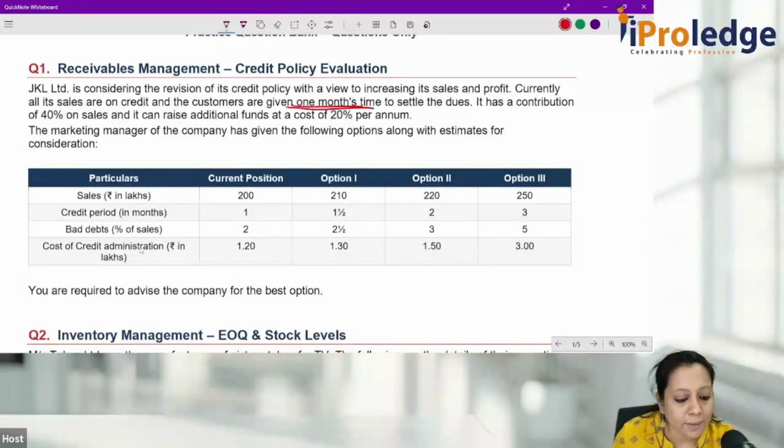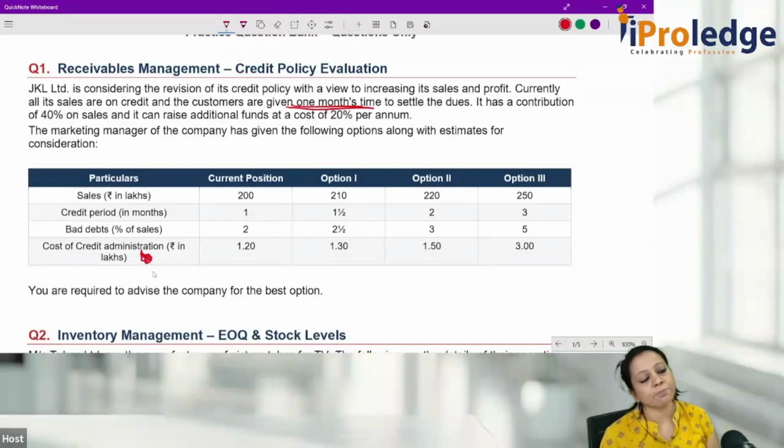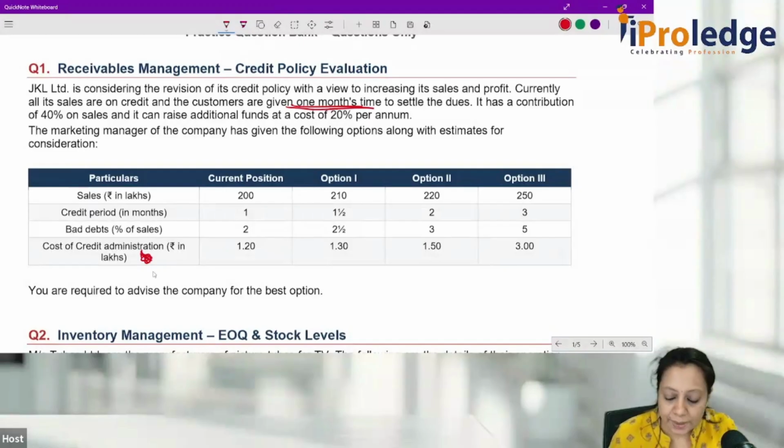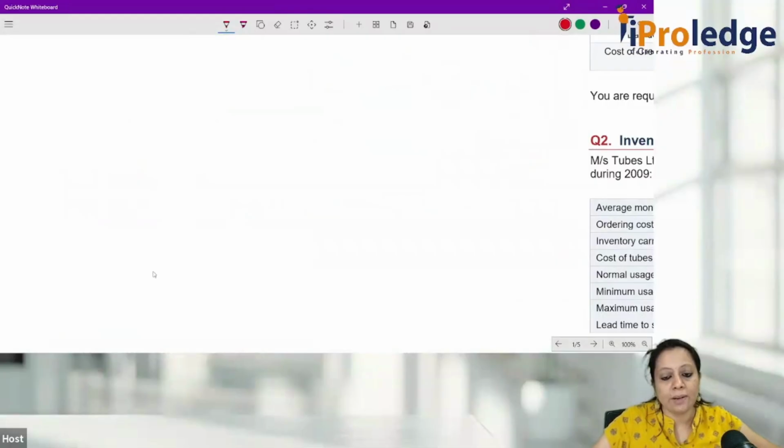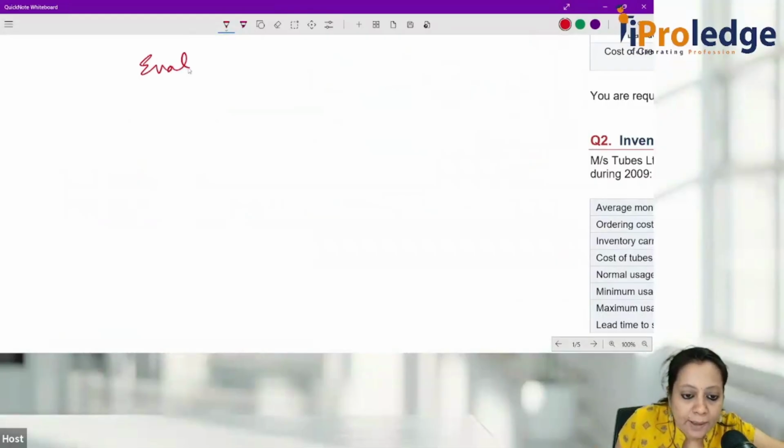This is not anything new, but it was a little bit different, so I just pulled this question. You're required to advise the company on the best option. A little bit different, in the sense, from what is given in the general questions. Okay. So now let us see how to do such evaluation of credit policy.